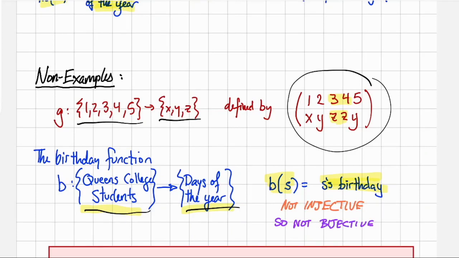Do notice that we don't know whether the birthday function is surjective or not. With thousands of students, there is probably a birthday every single day of the year, but that's not guaranteed.